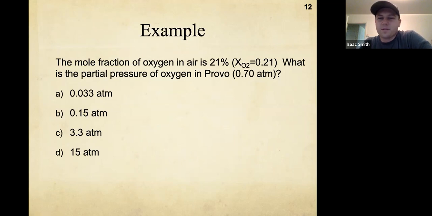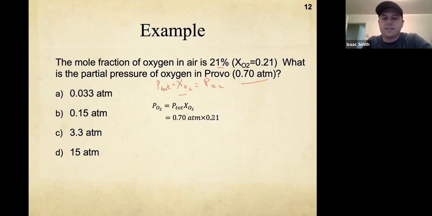Okay, so this should be really similar to the last 2 examples we did. Again, we have the total pressure times the mole fraction of oxygen is going to equal the partial pressure of oxygen. So our total pressure is 0.7 atmospheres, and our mole fraction is 21%. Again, that percentage should be written as a decimal when you're doing this calculation. And that tells us that oxygen in Provo gives 0.15 atmospheres of pressure. Okay.